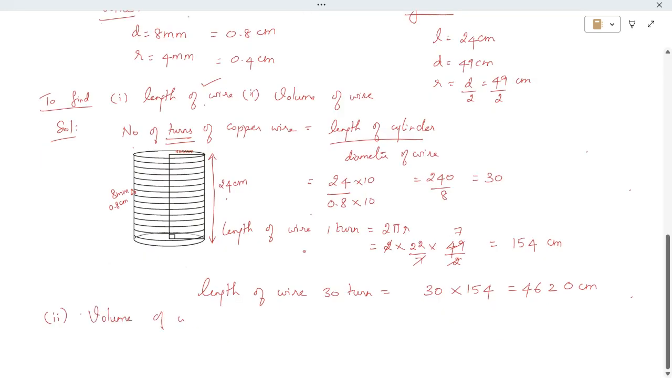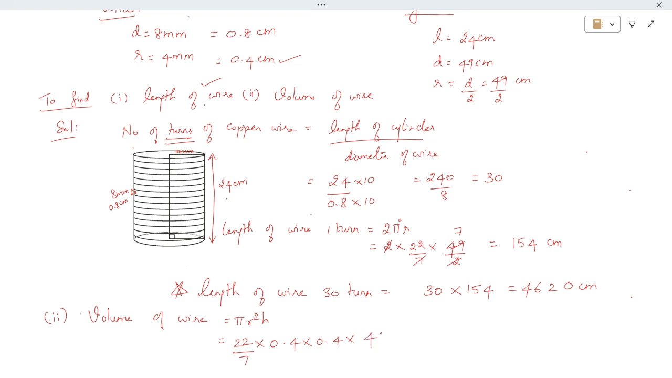So volume of wire is equal to pi r square h, isn't it? Because it is wrapped around the cylinder, so it is in the form of a cylinder. So I'm using the formula for the cylinder. So what is pi? 22 by 7, and r is the radius of the wire. Radius of the wire is 0.4 centimeter. So r square will be 0.4 times 0.4, and h is nothing but the height of the wire or length of the wire. So we already found the length of the wire here for 30 turns. That is going to be the height of the wire, isn't it?